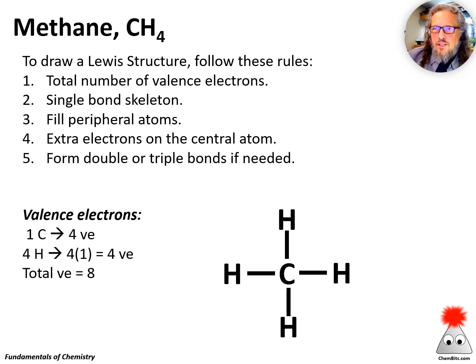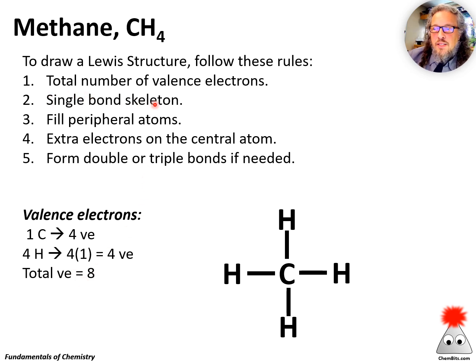So let's start with methane. Let's start with CH4. I abbreviated the rules so they're a little bit less wordy here. So total number of valence electrons. Carbon has 4 valence electrons. You can get that off the periodic table. Each of the 4 hydrogens has 1 valence electron, so there are a total of 4 valence electrons from the hydrogens. So our total number of valence electrons is 8. That's how many electrons we need to show in our Lewis structure.